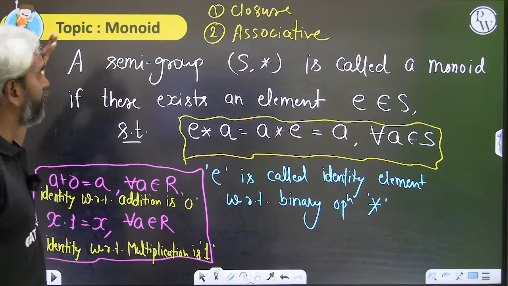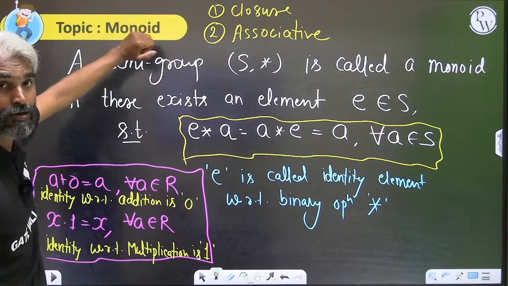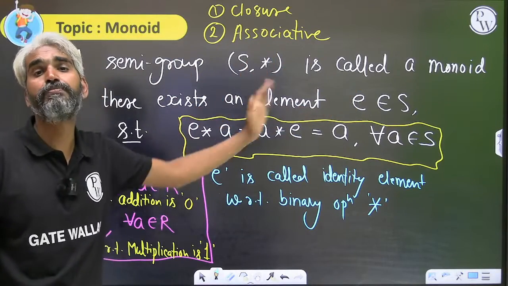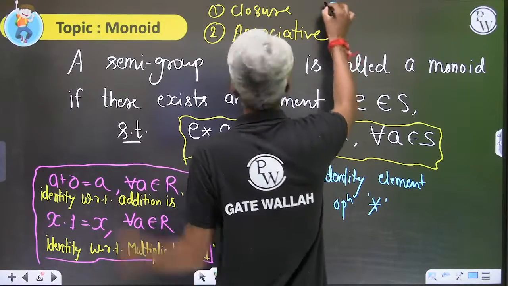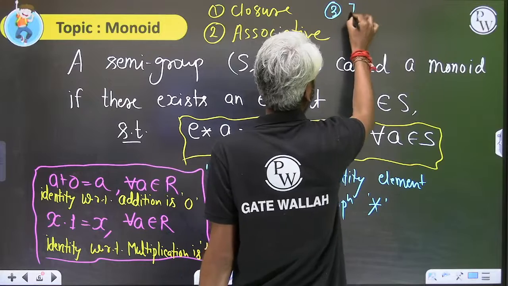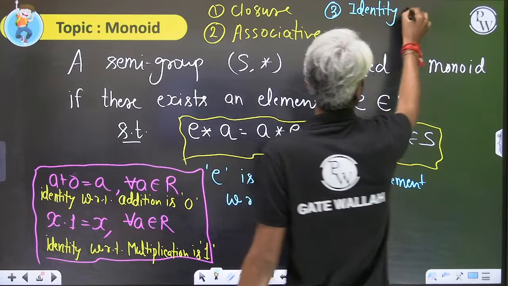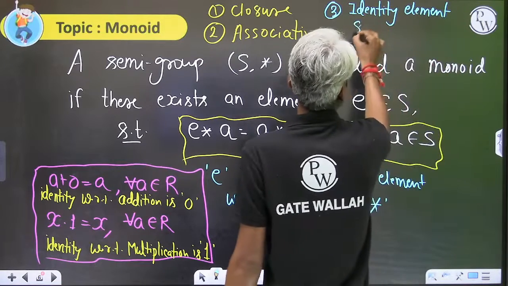A semigroup will be called a monoid if an identity element with respect to the binary operation asterisk is present in the set. So the third thing that must be satisfied by a monoid is that the identity element must be present.